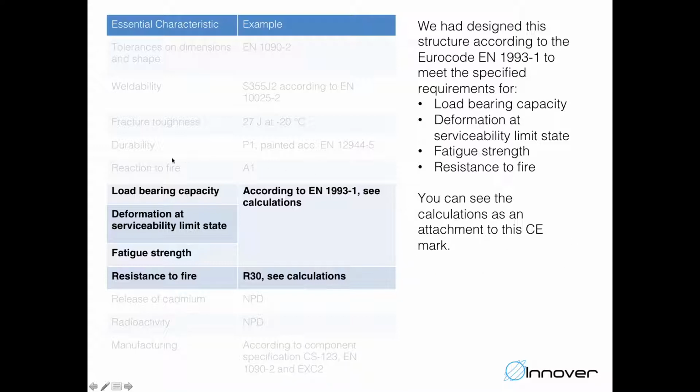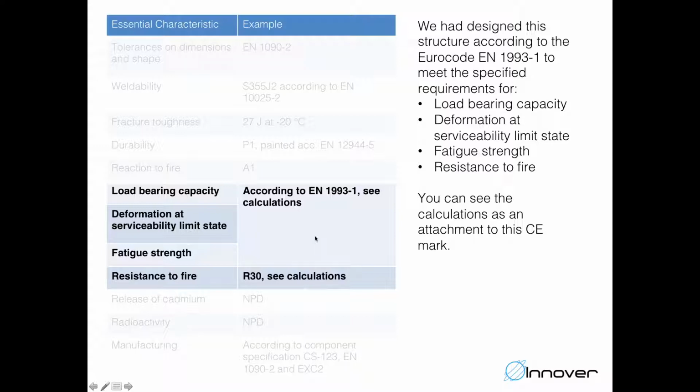So here we are just declaring that this structural steel product has been designed according to the Eurocodes, and if the customer or whoever receives the product is interested, they can see the calculations and they are sent as an attachment to the CE marking.